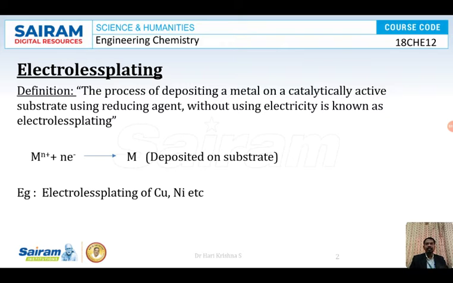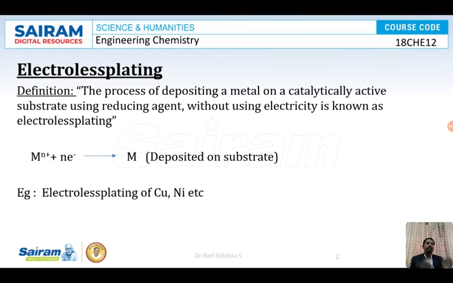So we're going to add a reducing agent. What is a reducing agent? A reducing agent undergoes oxidation, and by undergoing oxidation, it will reduce the other species. So it reduces the metal ions on the surface of the substrate. The main requirement for this is the reducing agent. Without the reducing agent, redox reactions will not occur and plating will not occur.